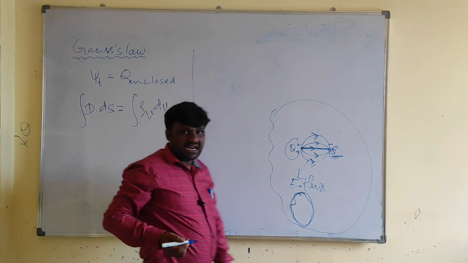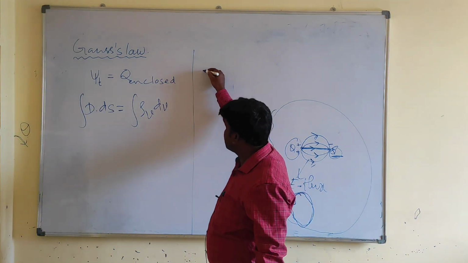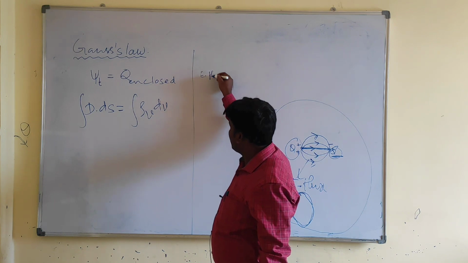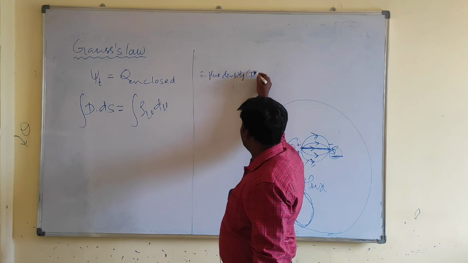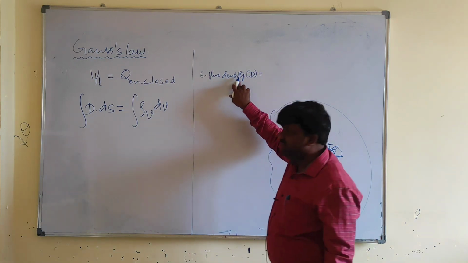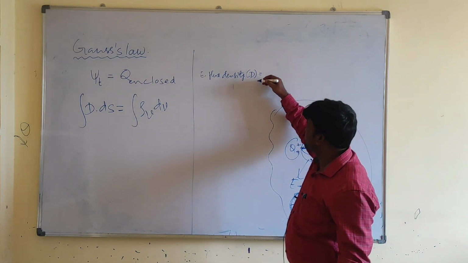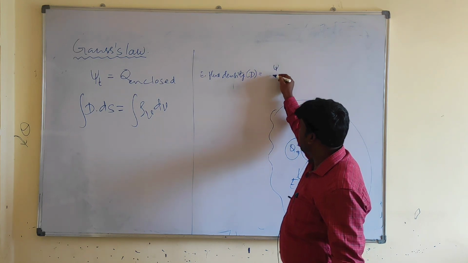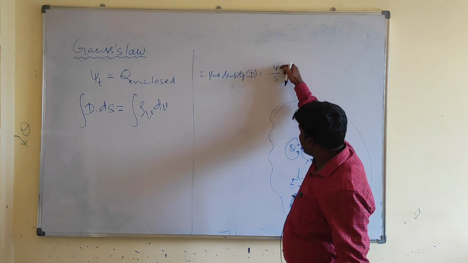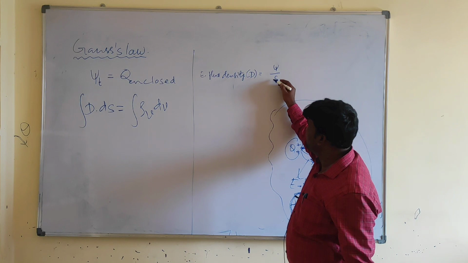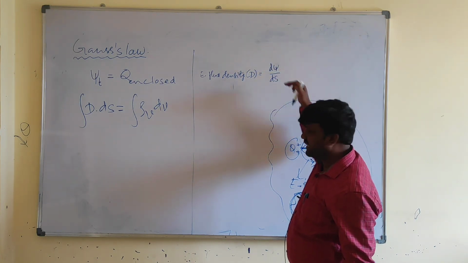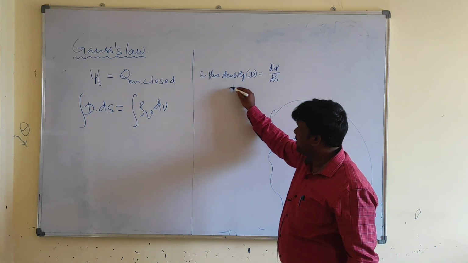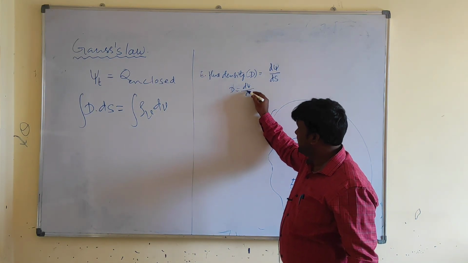What is D? D is electric flux density. The name itself is related to electric flux. Flux density means what? Flux per unit area, that is psi by S. That is electric flux per unit surface area. If this area changes, the flux passing through that area also changes. That's why we have D equal to d psi by dS.